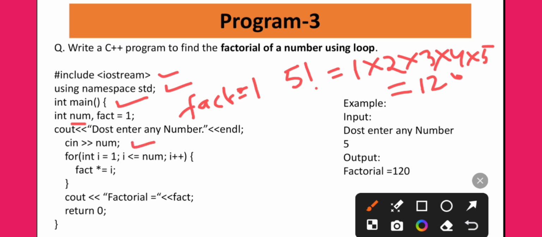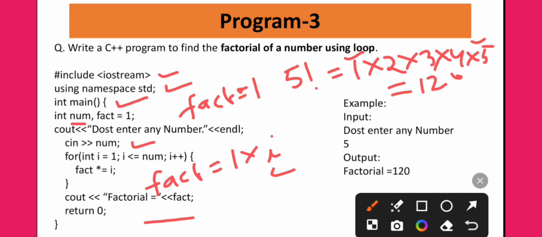Then we will start the for loop, i is equal to 1, and i will go up to num. For example, if we want to find the factorial of 5, then i will start from 1 and go up to 5. Then we write fact is equal to fact into i. It means that initially the factorial was 1, so it will be fact into i. So i will always be incremented by 1. After that we will have the multiplication of all the numbers and we can display the output.